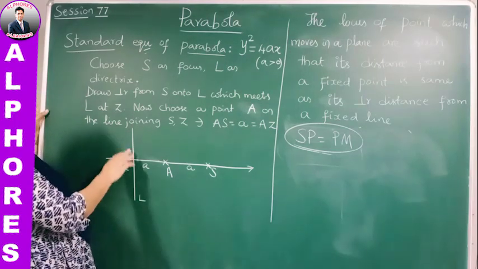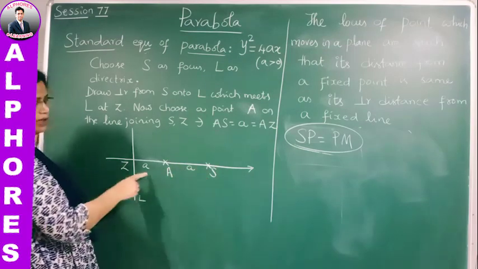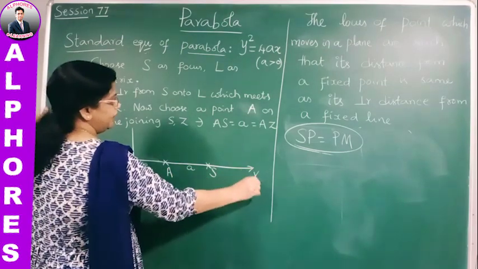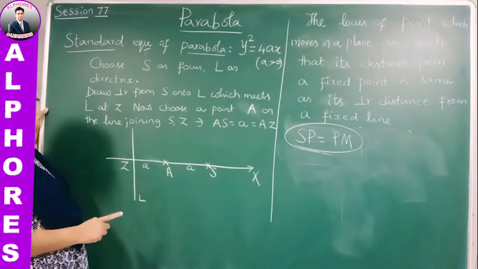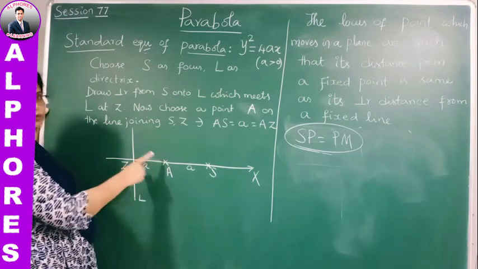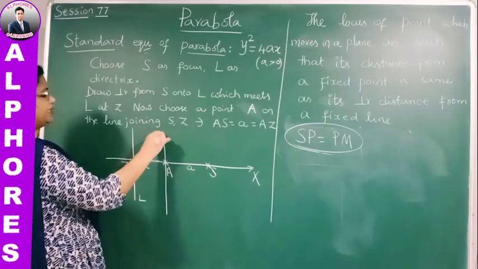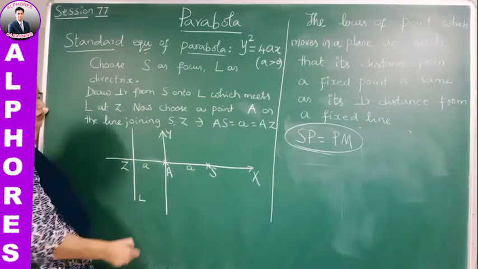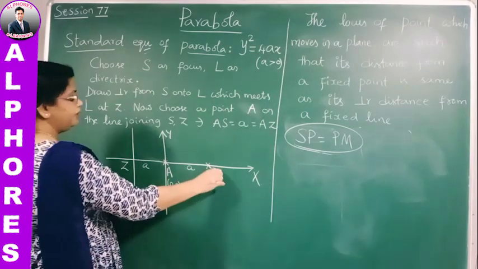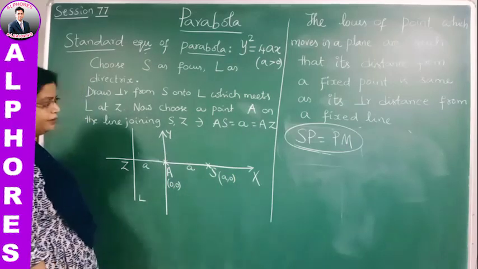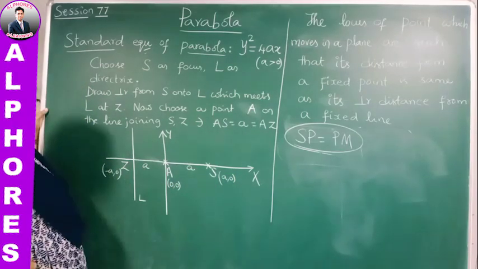proof. Now after this, students, I want to take the line joining S, A, Z as the x-axis, and the line parallel to the directrix, passing through A, as the y-axis. Then A will become (0, 0). And what about S? S is (a, 0). And on this side, Z has coordinates (-a, 0).